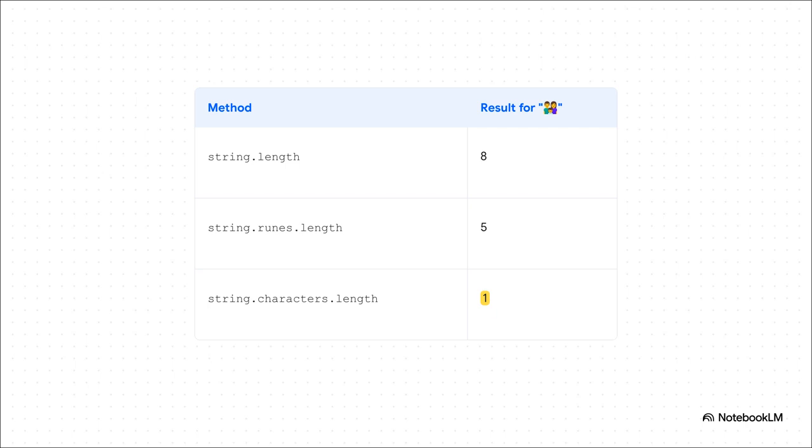The only way to correctly measure a string's length the way a user perceives it is by using the special characters package and calling .characters.length. It understands that complex emoji is a single visual unit, and it correctly returns 1. You have to remember this for things like character limit counters.